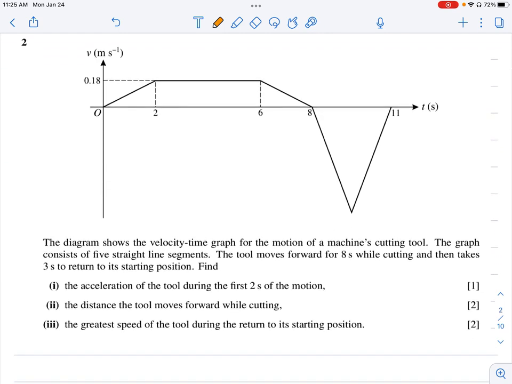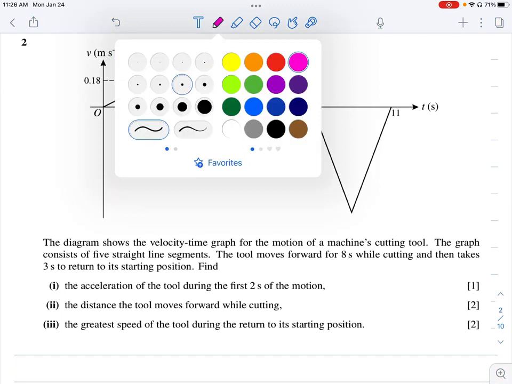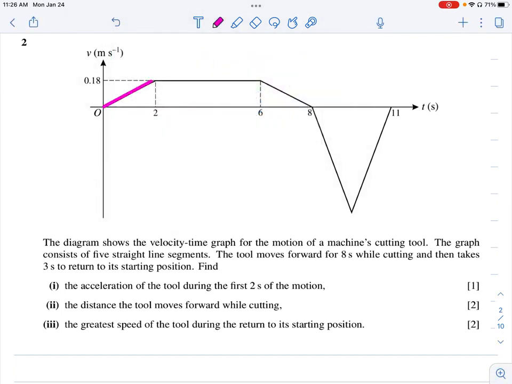Second question: it's a diagram, a velocity-time graph. The graph shows the velocity-time graph for the motion of a machine cutting tool. The graph consists of 5 line segments. So we shall mark those 5 line segments. First one, in a different color so that it is easy to identify.